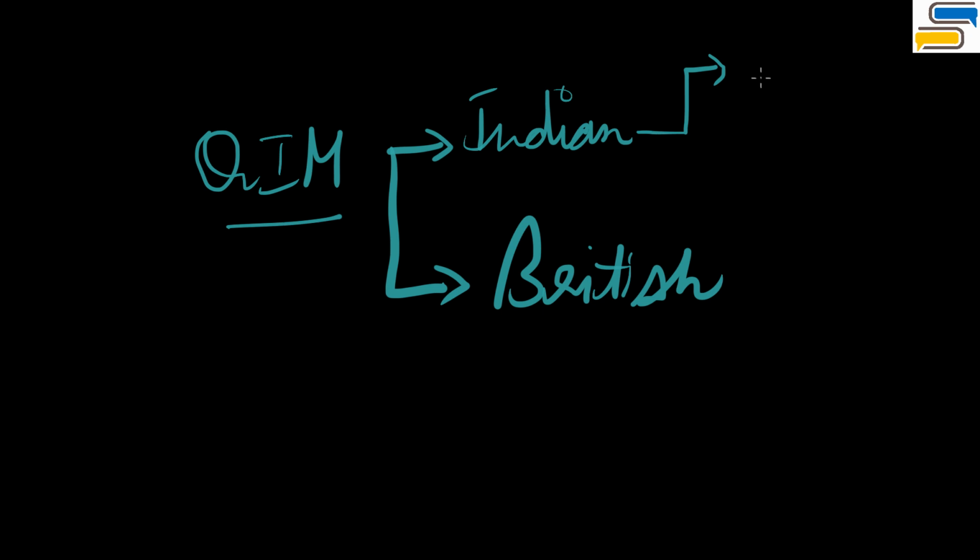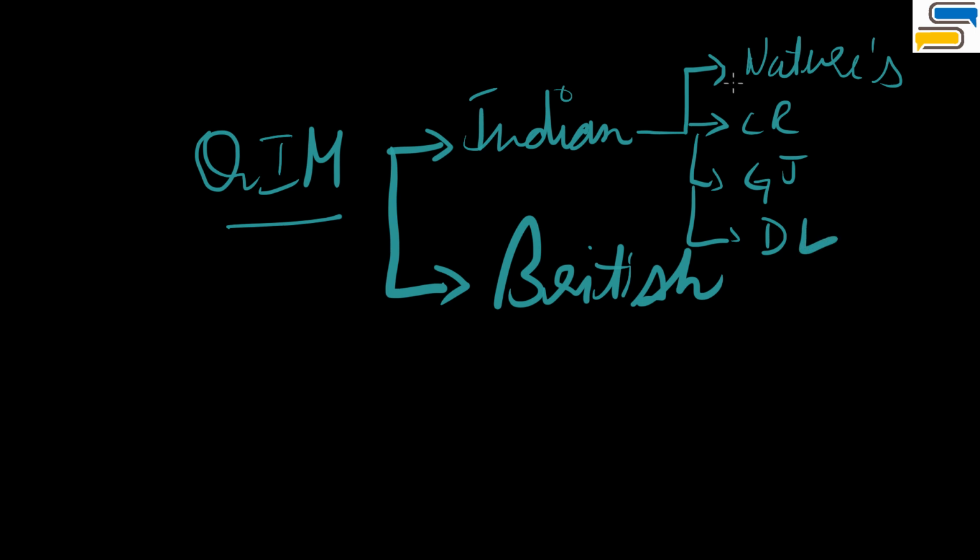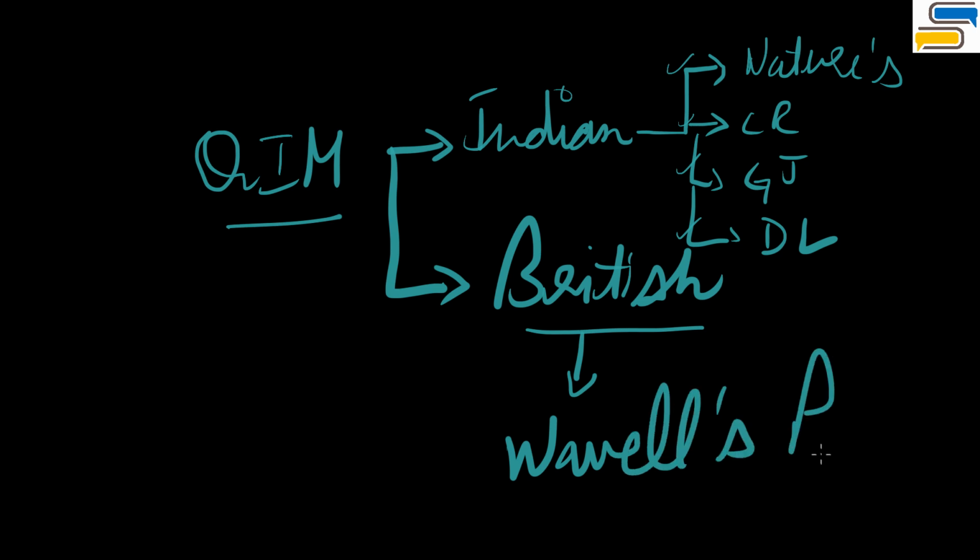For example, the Nature's reaction. I'm just trying to help you remember the things. The CR plan, the Gandhi-Jinnah talks, and the Desai-Liaqat Pact. So these four things have been covered in this lecture. And regarding the remaining part, which happened after the failure of the Quit India movement, from the British side came what is known as Wavell's plan, and this will be the topic for the next lecture.